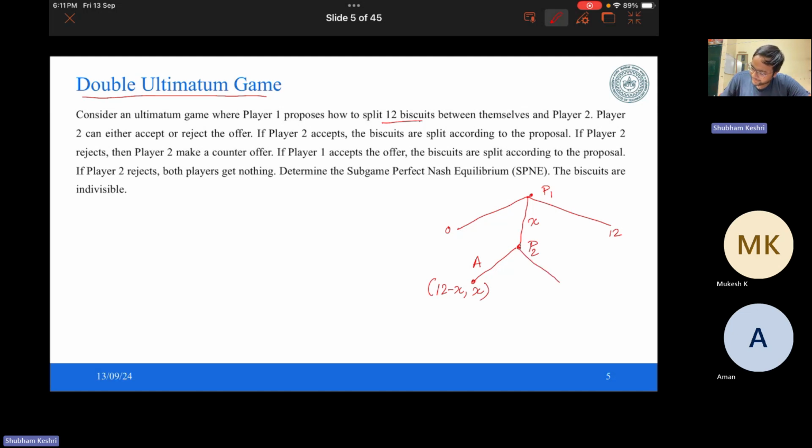Now, if he rejects, then we are at a new game where player 2 plays again, and he can make an offer to player 1. It can again be from 0 to 12, and we are saying that he is making an offer of y. If he makes an offer of y, player 1 can either accept or reject the offer. If player 1 accepts the offer, then he will get a utility of y, and player 2 gets a utility of 12 minus y. Otherwise, both get 0. So can you find the subgame perfect Nash equilibrium of this game?